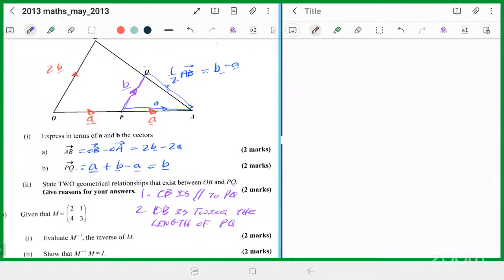We now have a relationship between two lines, giving them parallelism and the relationship of the length. Right? Very good.